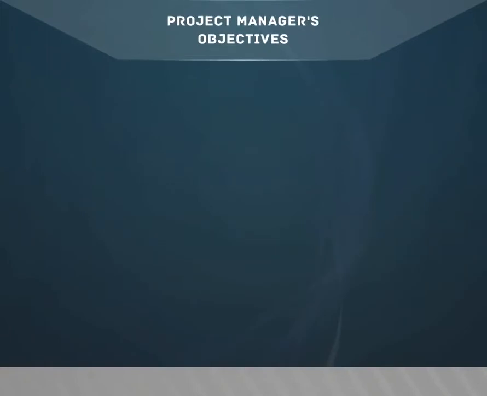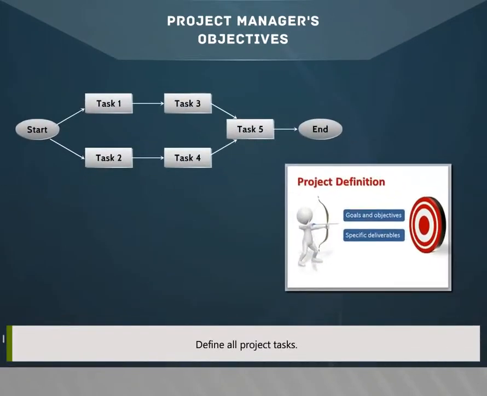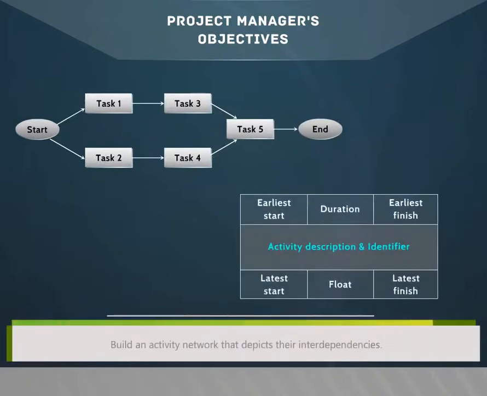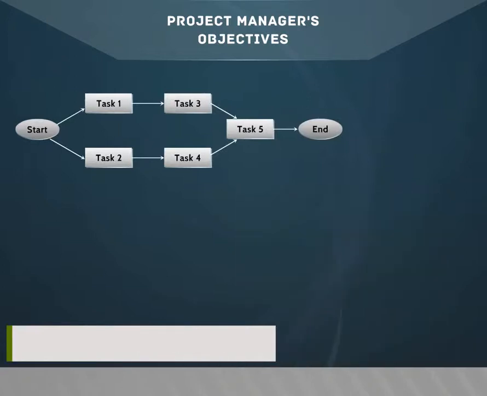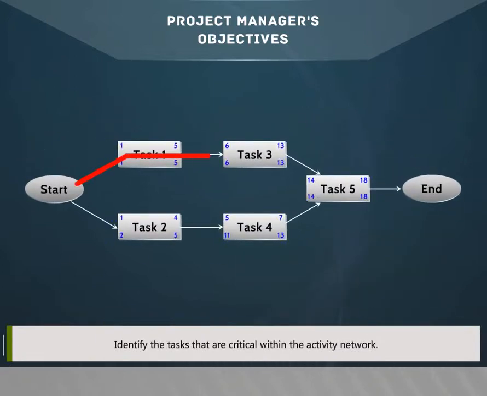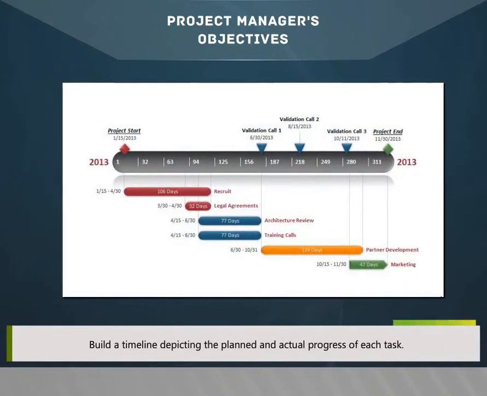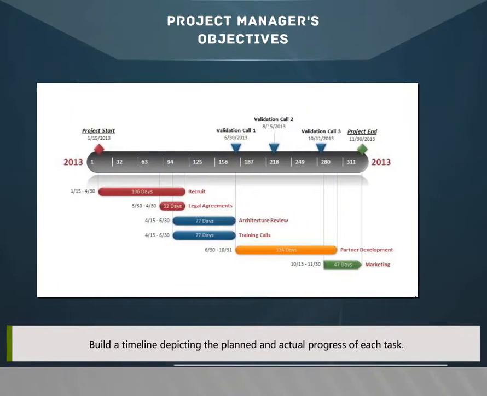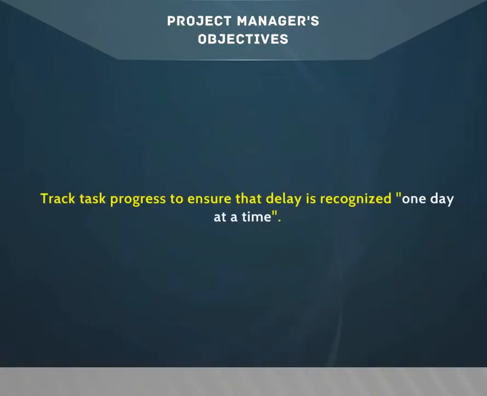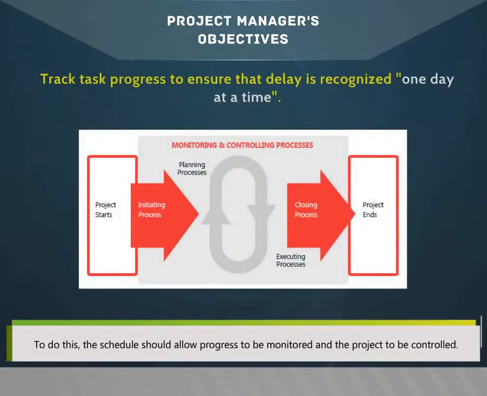Project manager's objectives. Define all project tasks. Build an activity network that depicts their interdependencies. Identify the tasks that are critical within the activity network. Build a timeline depicting the planned and the actual progress of each task. Track task progress to ensure that delay is recognized one day at a time. To do this, the schedule should allow progress to be monitored and the project to be controlled.